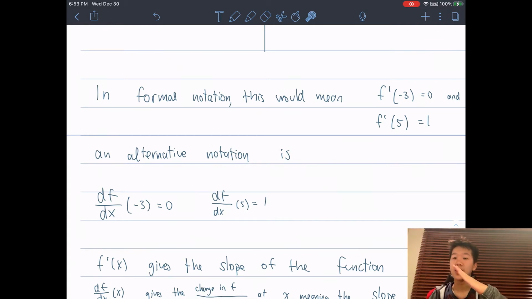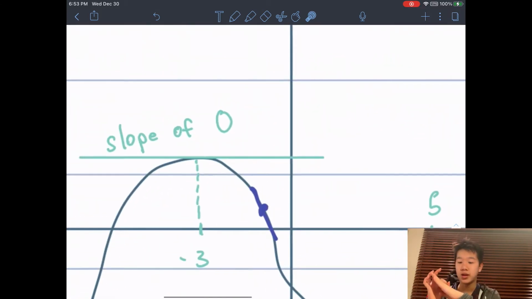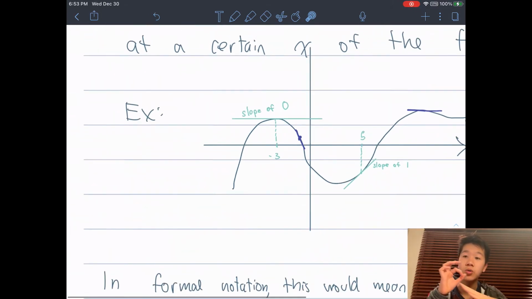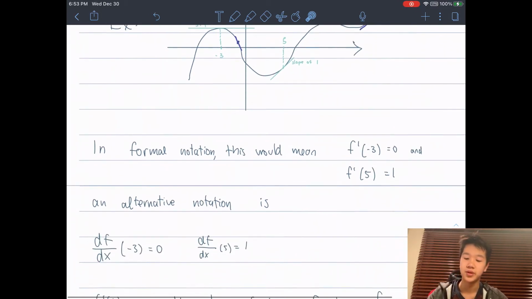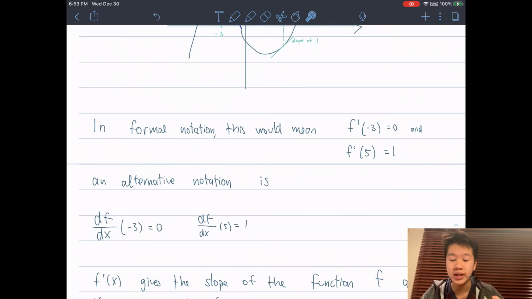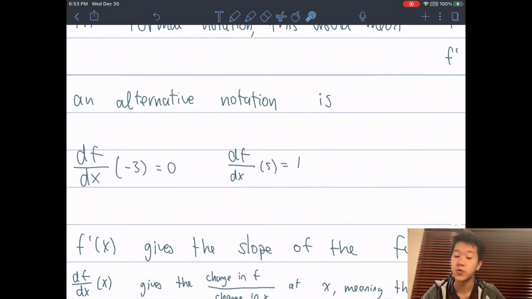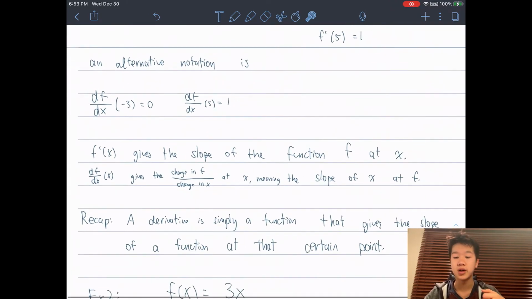So the slope, if you had 1 point, so 1 point at -3, and then you had a line that only passed through this point. So df over dx of -3 is equal to 0. Similarly, the slope at x equals 5 of the function f, so this gives me df over dx of 5 is 1.